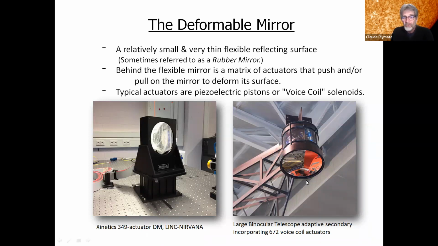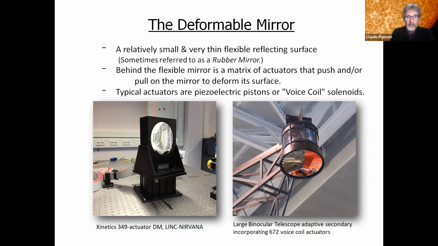On the right, we see a much larger example. This is the secondary mirror from the Large Binocular Telescope. I forget, do you remember how the aperture, that's like a meter across? Yeah, so pretty big. It is something of the order of a meter, I don't recall exactly, with 672 voice coil solenoids on the back for the same purpose.